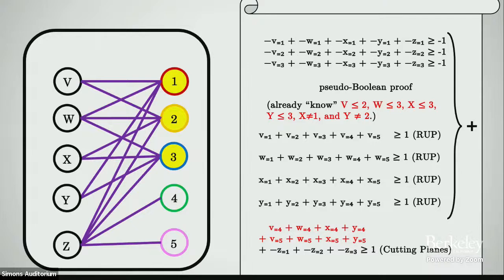And obviously, this is just one example, but you can generalize from this example that this will always work. If you have a Hall violator and you add up these constraints in this way, you're always going to get something that allows you to contradict. Yes?